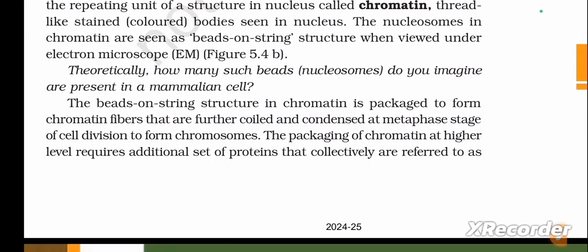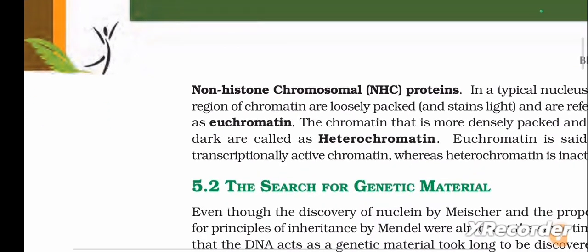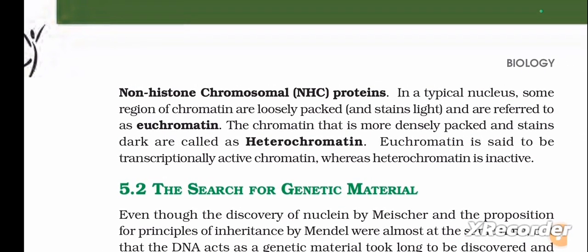Theoretically, how many such beads, nucleosomes, do you imagine are present in a mammalian cell? The beads on string structure in chromatin is packed to form chromatin fibers that are further coiled and condensed at metaphase stage of cell division to form chromosomes. The packaging of chromatin at higher level requires an additional set of proteins that collectively are referred to as non-histone chromosomal proteins, NHC proteins.